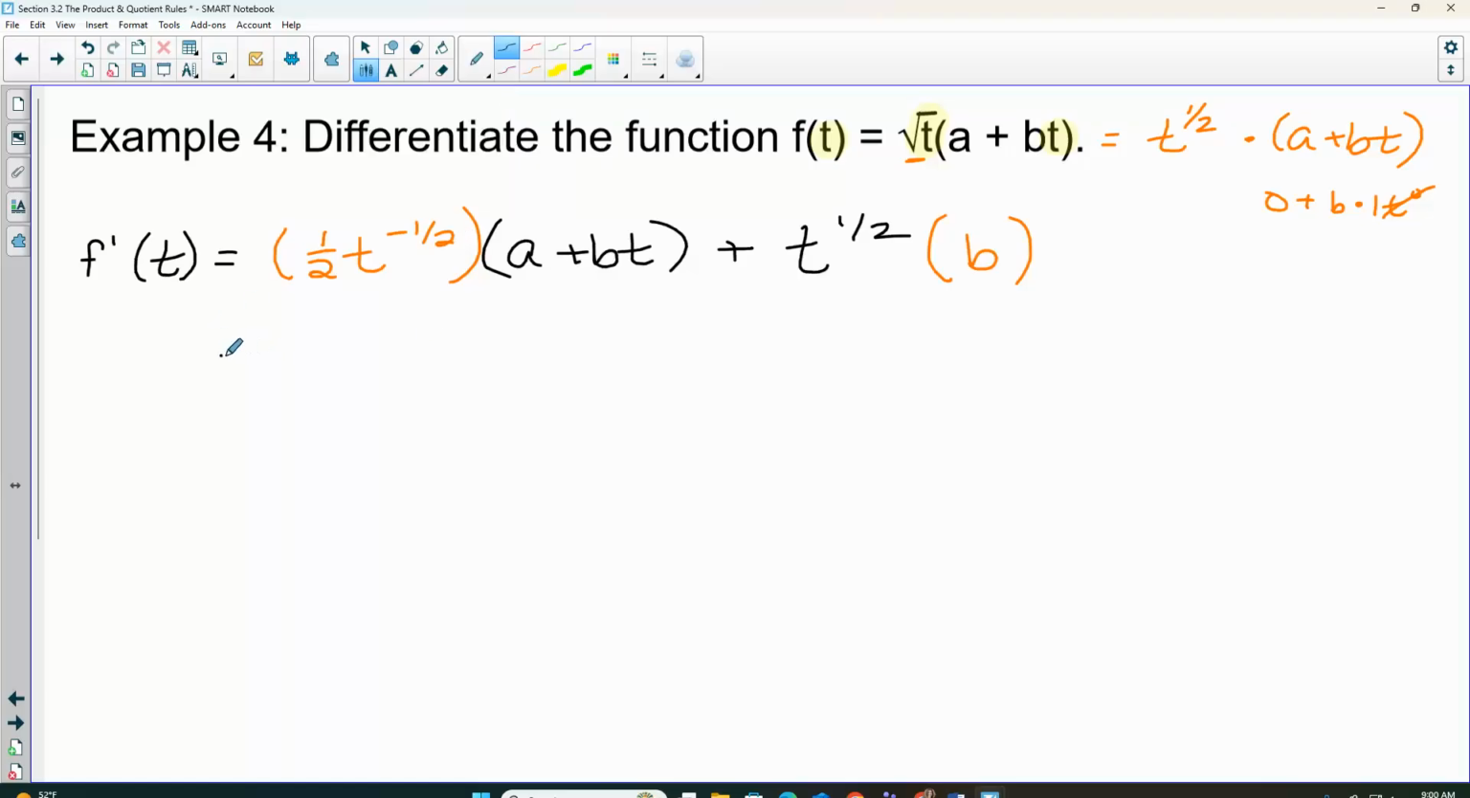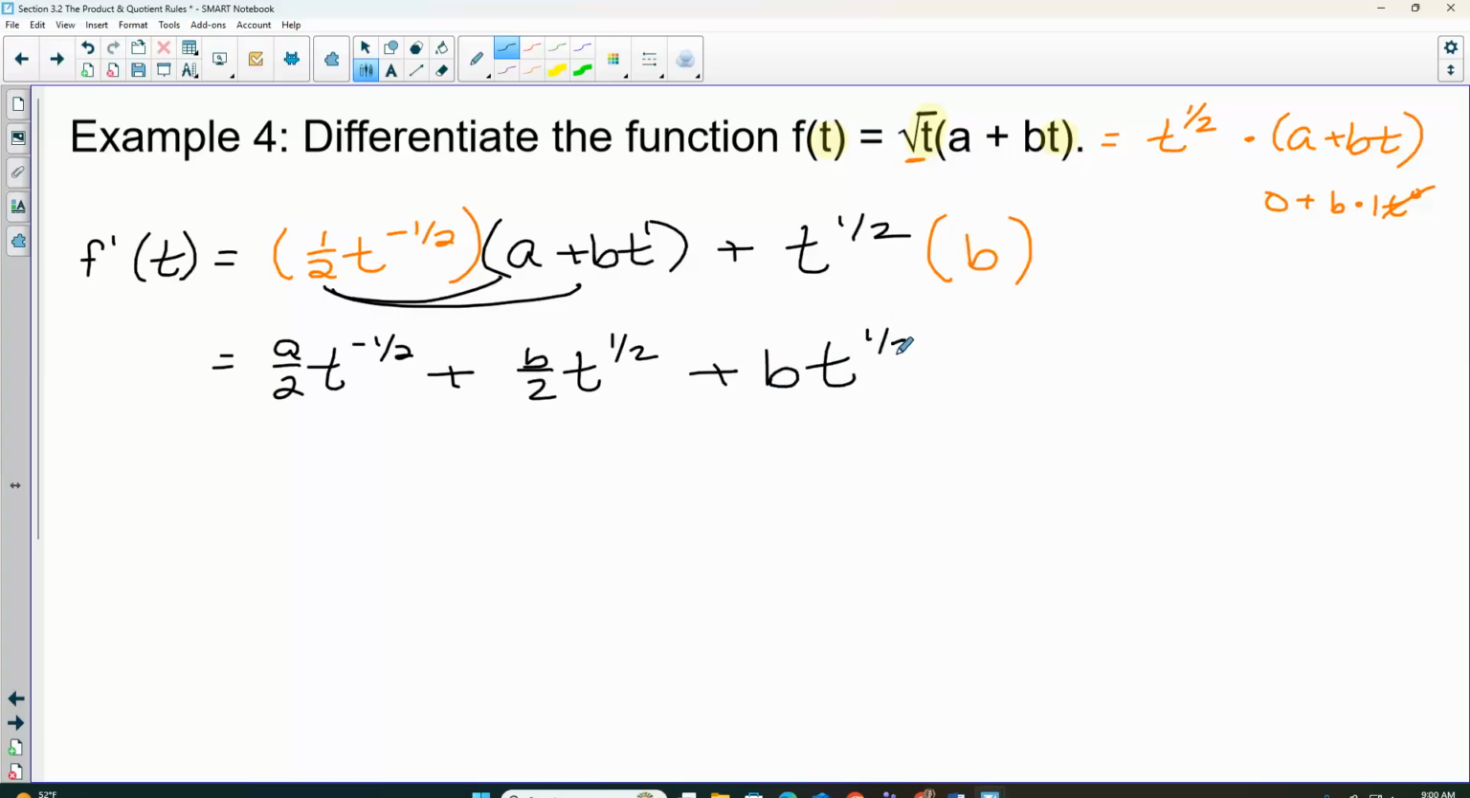Right. So then if I want to clean this up, if I distribute 1/2 times a, so a over 2 to the negative 1/2, plus b over 2. If you add exponents, 1 plus negative 1/2 is 1/2. Plus b to the 1/2. These two are like terms. B over 2 plus b, so 1b over 2 plus 2b over 2.